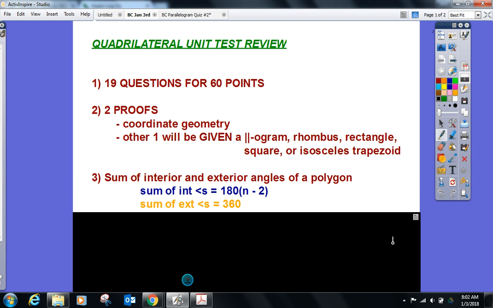Sum of the interior and exterior angles of a polygon. Wow, that's going back to the first day of this unit, everybody. Sum of the interiors, 180 times n minus 2. All the exterior angles always add up to 360, no matter the form, no matter the figure.